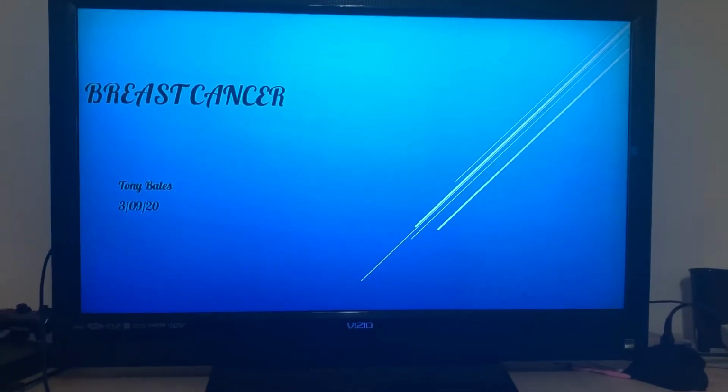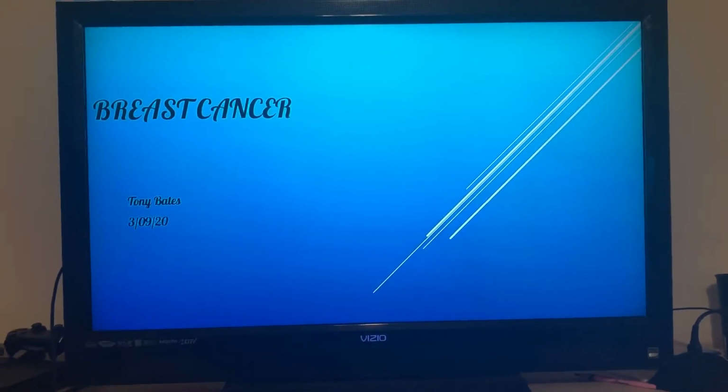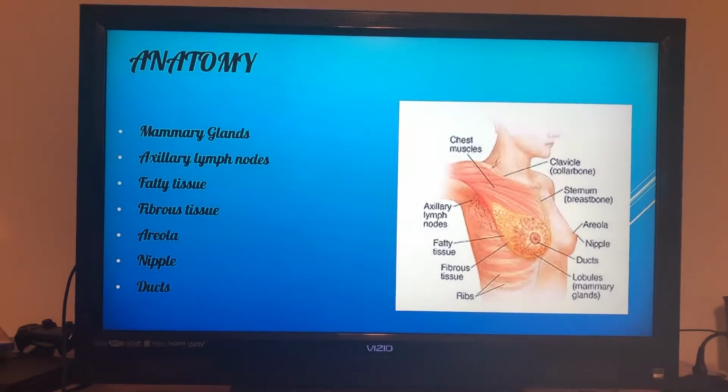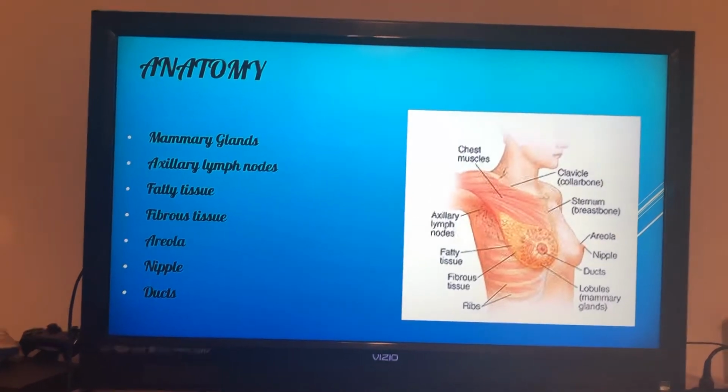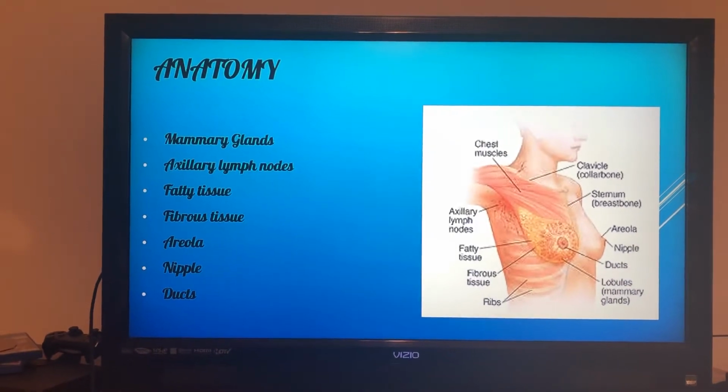So I'm doing my case study on breast cancer. Here goes some anatomy. I have the mammary glands, axillary lymph nodes, fatty tissue, fibrous tissue, the areola, the nipple, and the ducts.